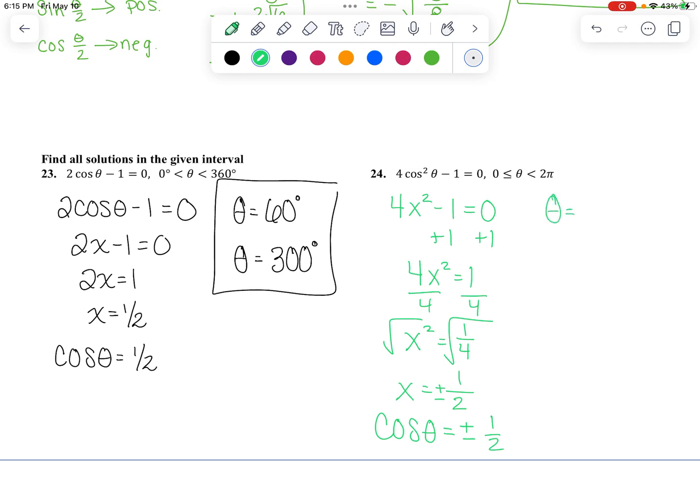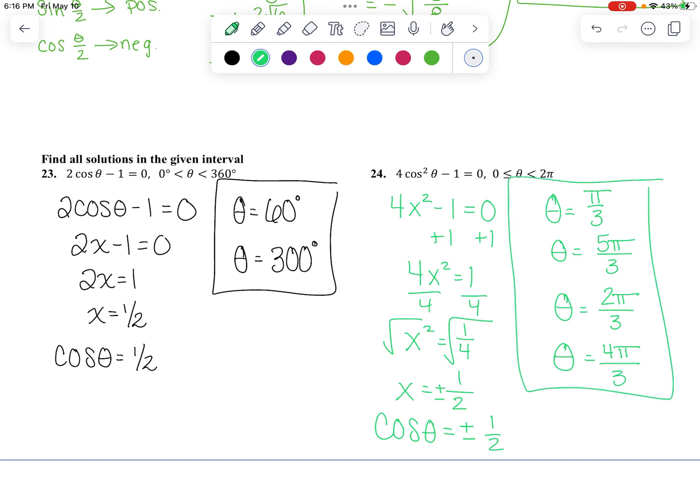Now between 0 and 2 pi, that would be, and I'm not going to keep flipping back and forth, positive at pi over 3 and 5 pi over 3. It would be negative 1/2 at 2 pi over 3 and 4 pi over 3. Plugging them back in, they all will work.